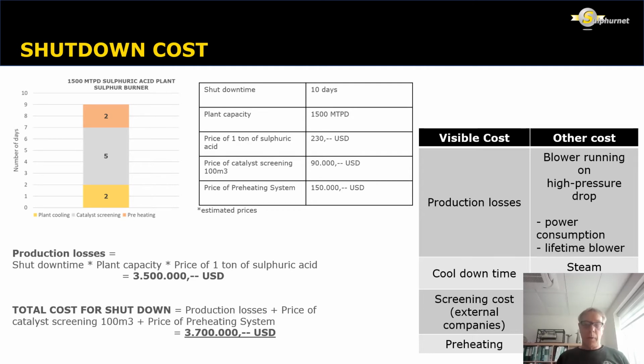And then you have the preheating cost. Then we have other costs, which are not so visible. The blower is running on a higher pressure drop, which causes higher power consumption, and it is also affecting the lifetime of the blower. Further, you have steam. When you produce sulfuric acid, you automatically produce steam by burning the sulfur. But now your plant is down, you have to have a system to produce steam, which is also an additional cost, and it is a fuel consumption.